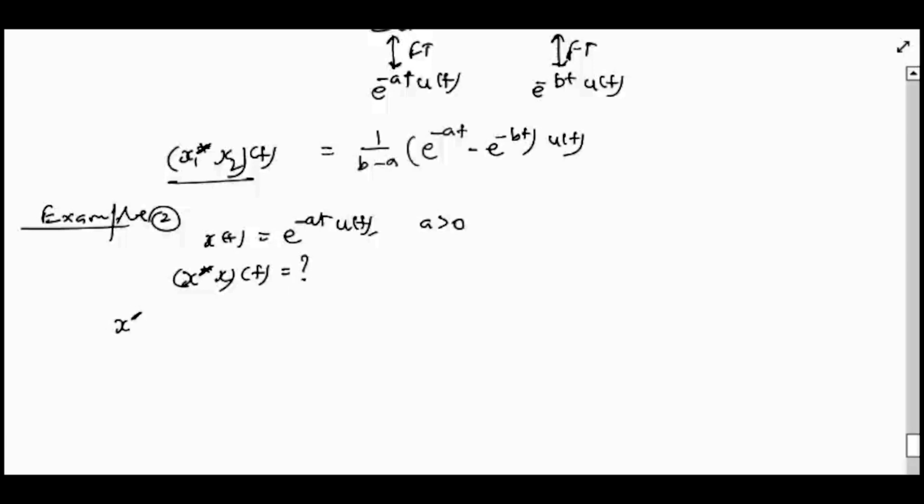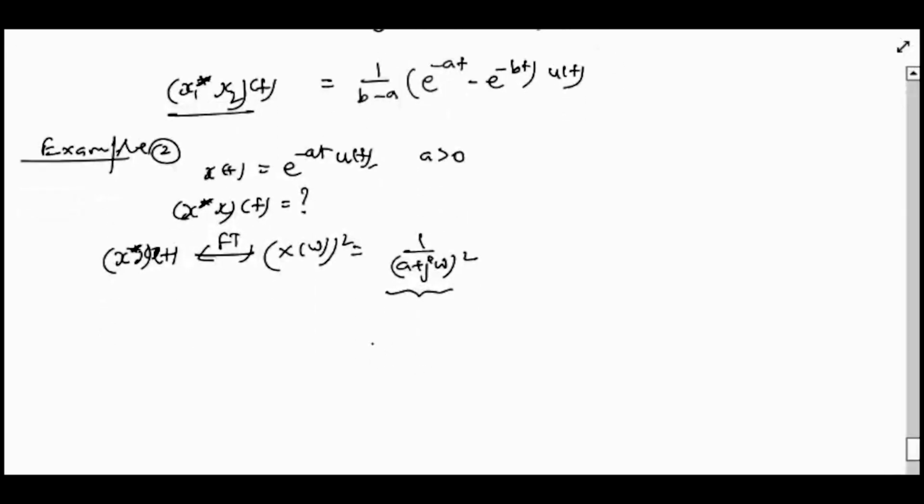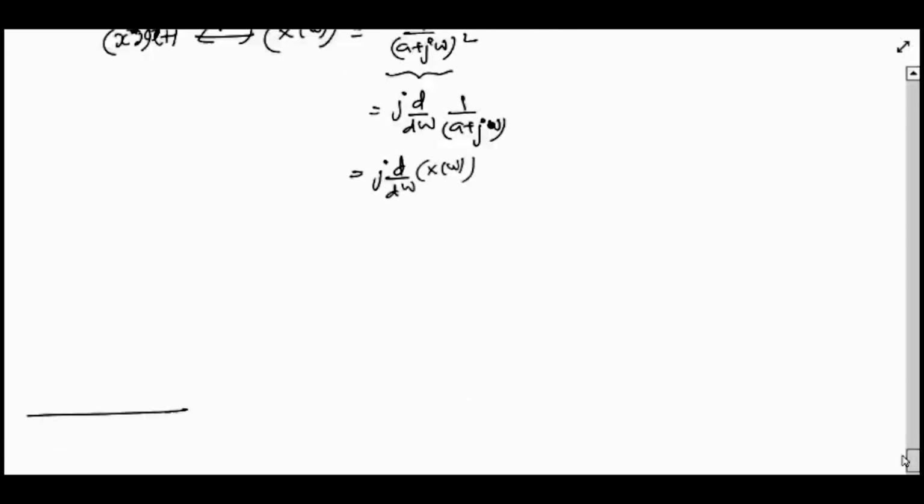To see that, observe that x star x(t) will have Fourier transform X(omega) whole square, which we know is 1 over (a plus j omega) square. Notice that this 1 over (a plus j omega) square can be written as j times d over d omega of 1 over (a plus j omega). We can compute the derivative and verify this assertion. So this in turn is equal to j d over d omega X(omega).